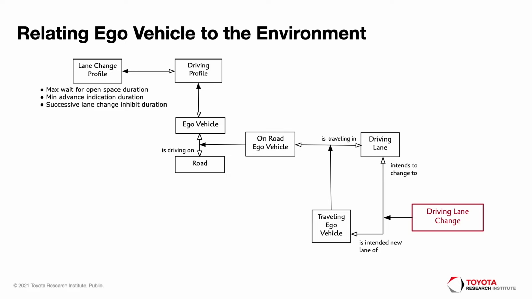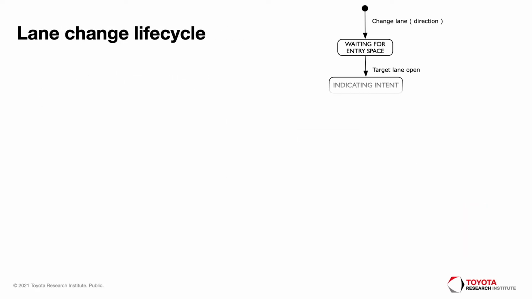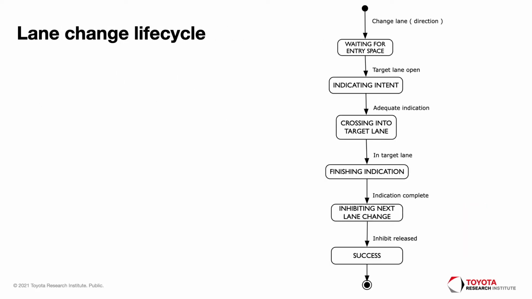Okay, let's define a pattern of behavior for that lane change class. When all things go well, our maneuver exhibits a fairly linear life cycle. We begin the lane change, wait for some period of time for an entry space to open in the target lane, signal our intent for some duration, cross into the target lane, finish indicating, and so forth. The transition from one state to the next is driven by real-world events or expired time intervals. The parameters we saw in the class model establish limits on these time intervals.